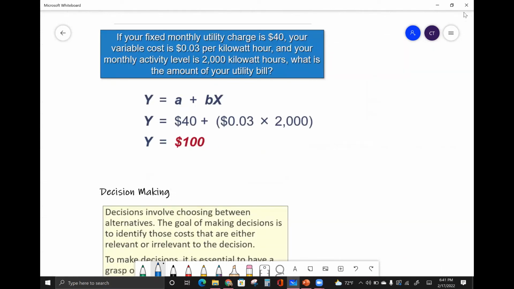Okay, so if your monthly utility charge, this is the fixed charge, is $40, your variable cost is 3 cents per kilowatt hour, and you have a monthly activity level of 2,000 kilowatt hours, what is your utility bill? Then you just have to plug it in. We have our fixed cost, which is 40, plus the 3 cents times the activity, which is 2,000, and then we come up with 100.